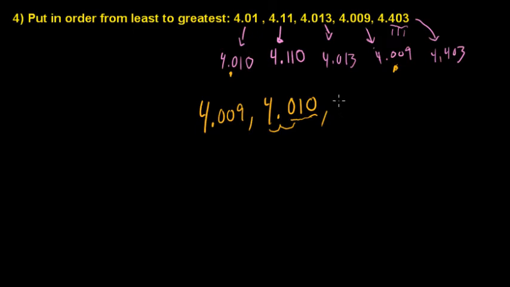Okay, next we have 4 and 13 thousandths. And then we have 4 and 110 thousandths. By adding that 0, now it's 110 thousandths. And 110 thousandths is bigger than 13 thousandths. It's bigger than 10 thousandths. It's bigger than 9 thousandths. Alright, and that leaves us with 4 and 403 thousandths, which is the largest number.